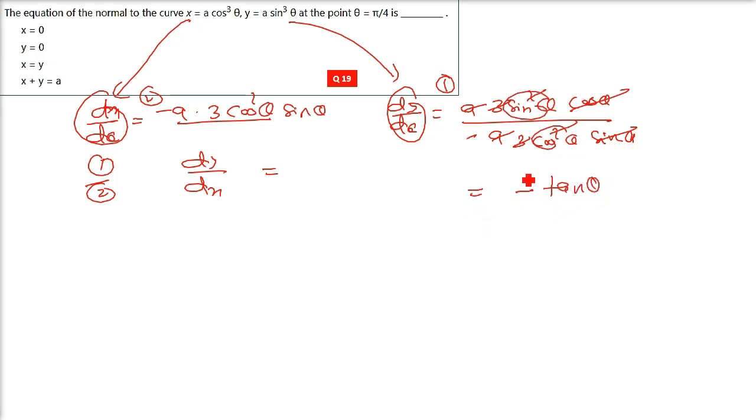Now what is the theta? The question has already said theta is pi by 4. When theta is pi by 4, it is 45 degrees. Tan 45 degrees is what? Tan 45 degrees is just 1. So it is minus 1. So dy by dx is -1.